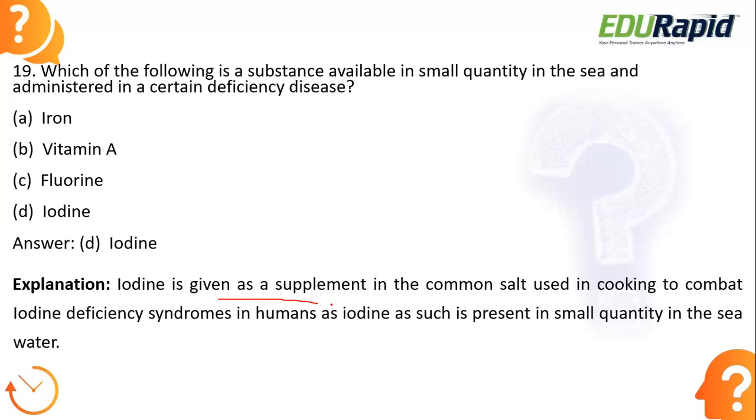Iodine is given as a supplement in common salt. Nowadays we have observed the advertisements, right? When they advertise salt, they mention iodized salt, because the salt we use today is all iodized. Iodine is a mineral added to common salt so that it reaches our diet completely. It can be used to minimize iodine deficiency disorders. When we do not include iodine in our diet, it can lead to a disease called goiter. When we consume it, this can be prevented.